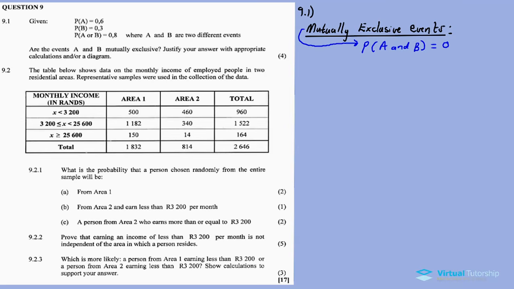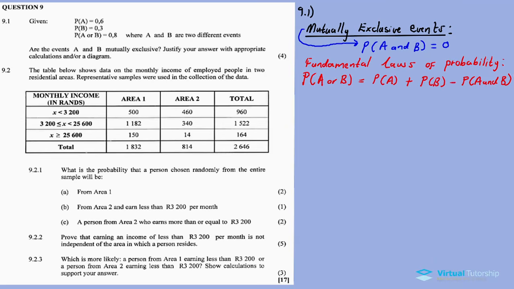So the fundamental laws of probability. There are two formulas, but for now, inside this formula, the probability of A or B, which is given, the probability of A given, the probability of B is given, minus the probability of A and B. In this calculation, we are looking for the probability of A and B. Now let us substitute here. The probability of A or B is 0.8. The probability of A is 0.6. The probability of B is 0.3 minus the probability of A and B, which is unknown.